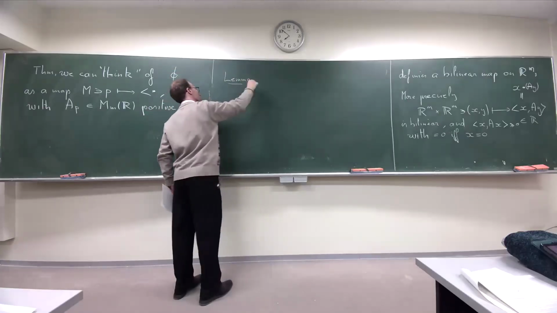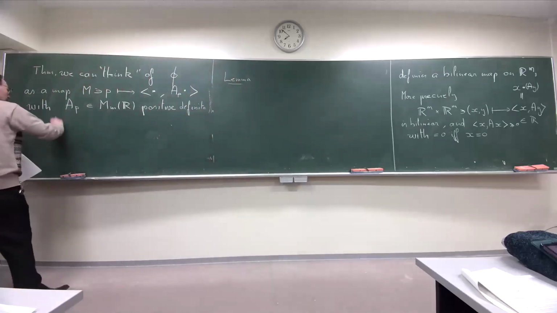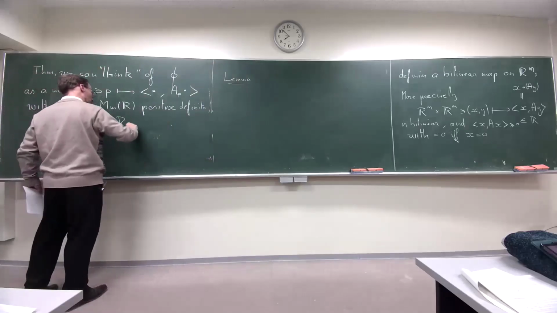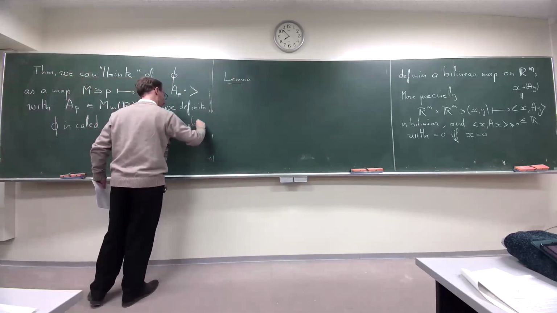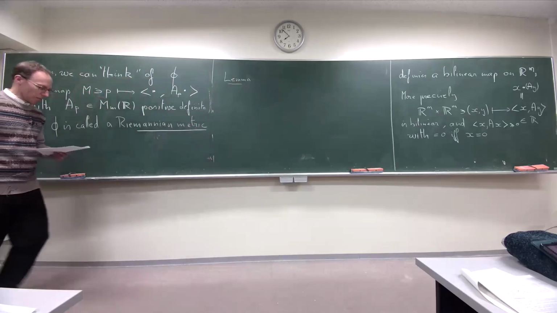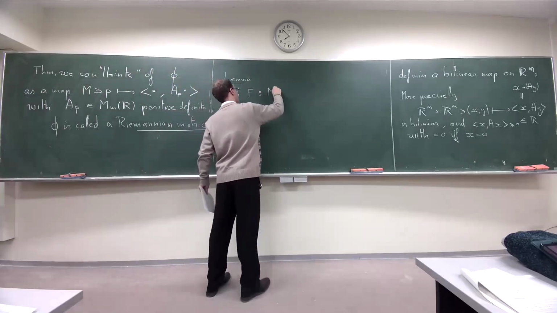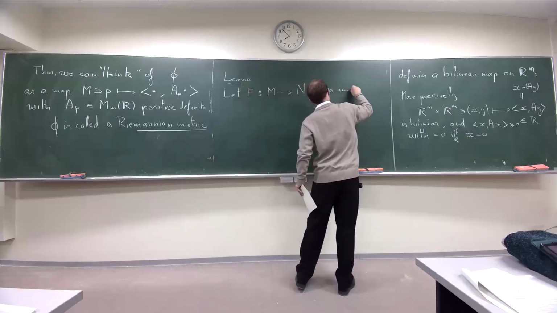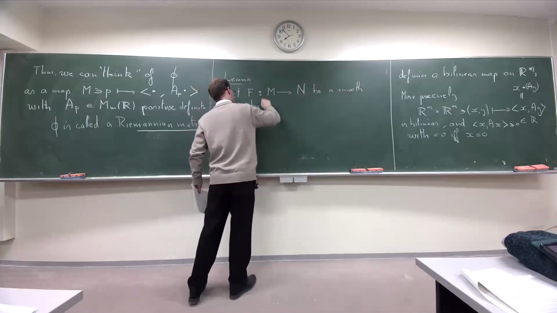I want to transfer the structure of a Riemannian manifold. Oh, by the way, I didn't mention, but phi is called a Riemannian metric. So when you have a Riemannian manifold, it means you have a Riemannian metric. So now let F be a map between two manifolds, a smooth map between smooth manifolds.